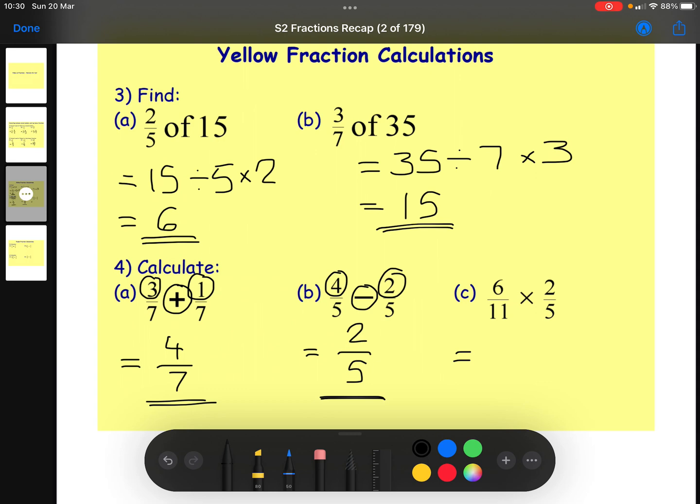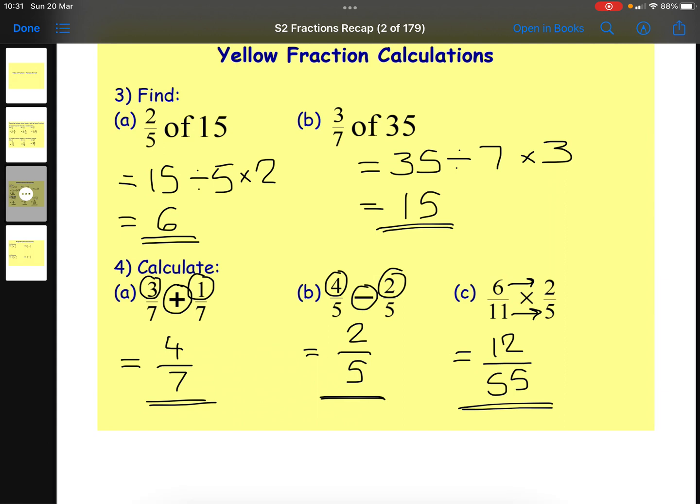The process for multiplying fractions, you'll need to be able to do this as well. You multiply your 2 top numbers together to get your numerator, so 6 times 2 is 12. Put that over your denominator, which is 11 times 5, so 55. 12 over 55 being the answer to that one. If you see questions like that, this is the process that you will use.